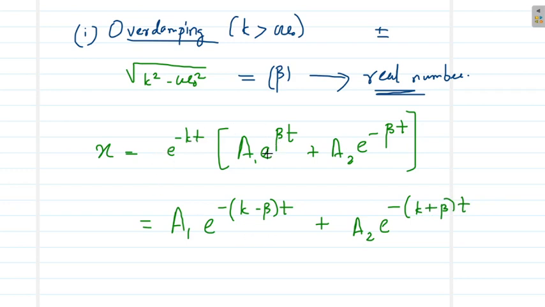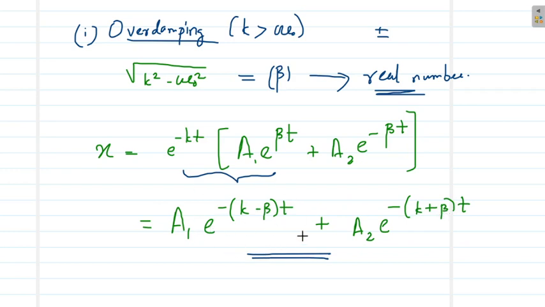So if you multiply these two, it will be e raised to minus kt plus beta t. Taking a negative sign as common factor, you will get the term like this. Try to do it by yourself. You can find that the first product is a1 into e raised to minus k minus beta into t. Now this is the equation for x. Here k and beta are all real numbers.